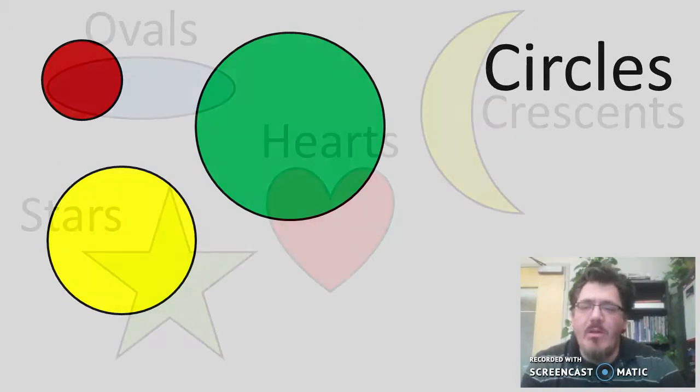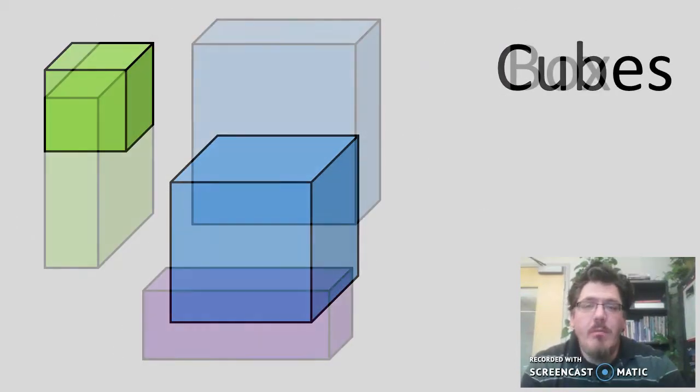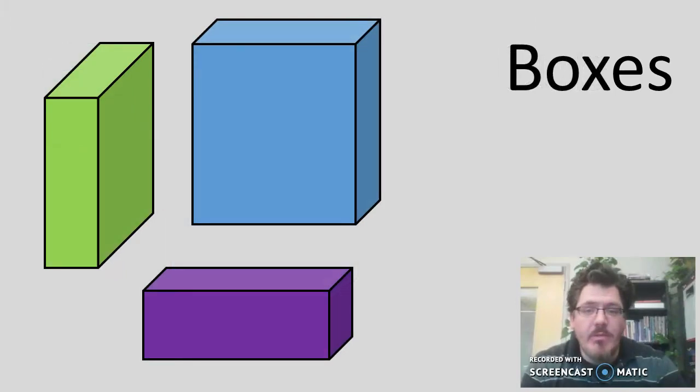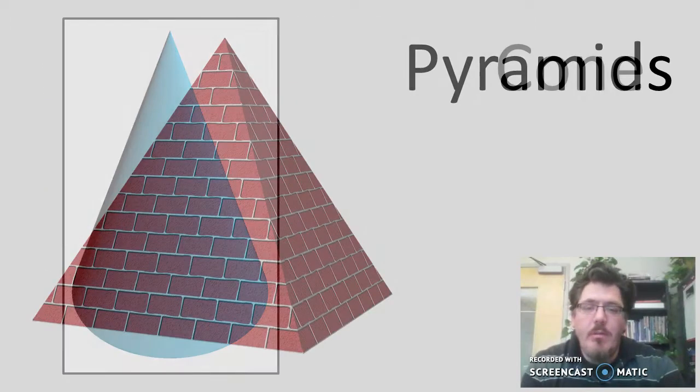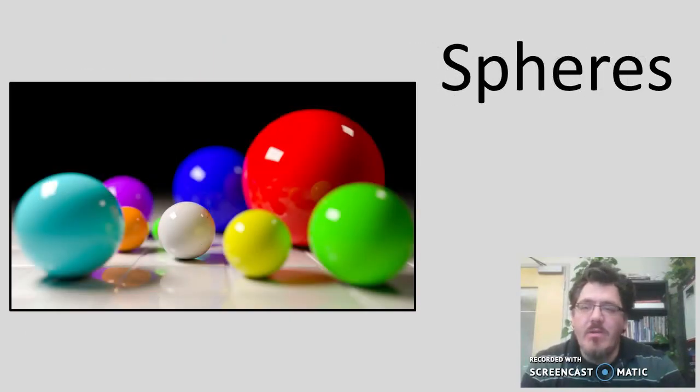Other shapes might include ovals, stars, hearts, and crescents or moons. Some of the three-dimensional solids that your kindergarten student should recognize include cubes, boxes or rectangular prisms, cones, pyramids, cylinders, and spheres. In order to learn the names of the shapes and solids, point out examples to your kids that they encounter in their day-to-day lives. Have them name the shapes and solids that they observe.